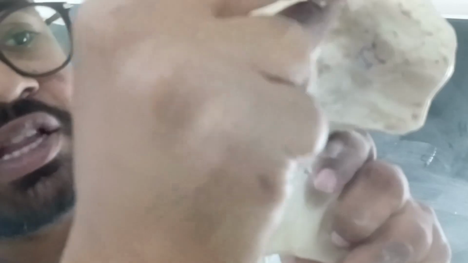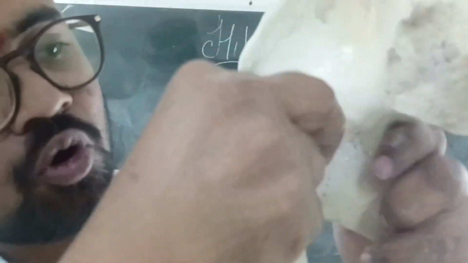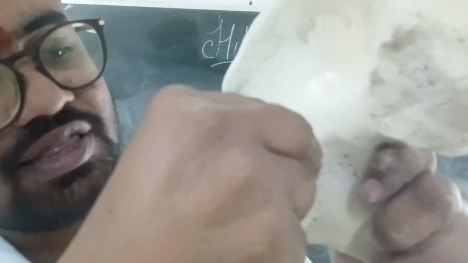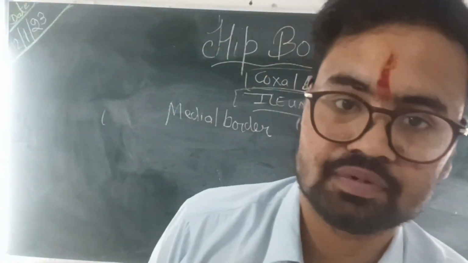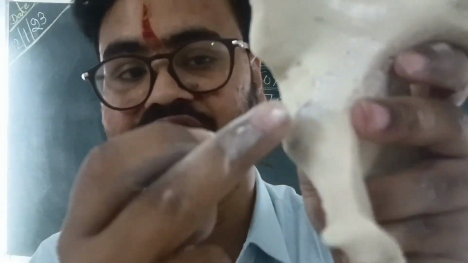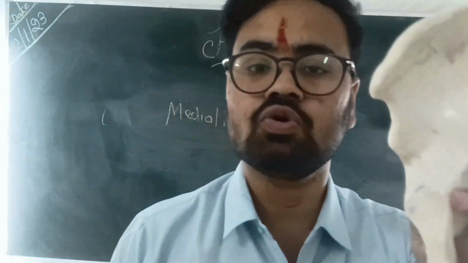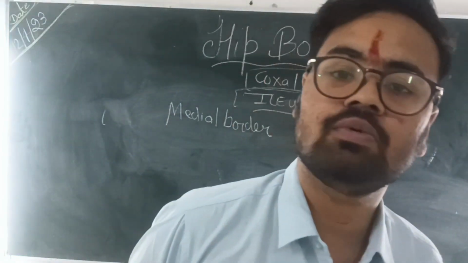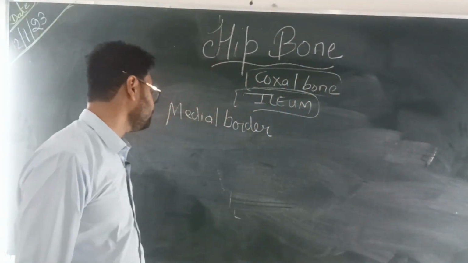Let me again describe it. The medial border extends from the iliac crest, this one is the iliac crest, up to the iliopubic eminence. I am drawing a line here. This line is the medial border of the ilium. Okay, so the medial border of the ilium extends from the iliac crest up to the iliopubic eminence. This protuberance, this eminence means a raised structure that joins the ilium and pubis, and there a bump forms. What do we call it? Iliopubic eminence. I hope you got my point.